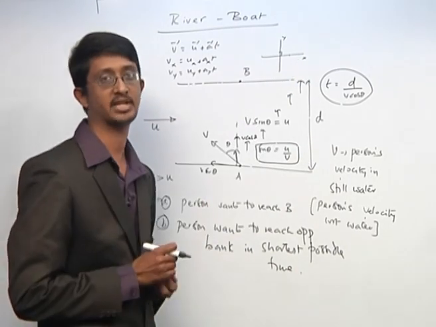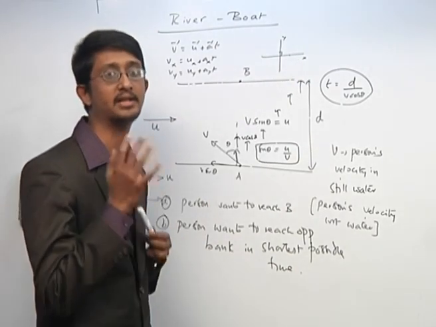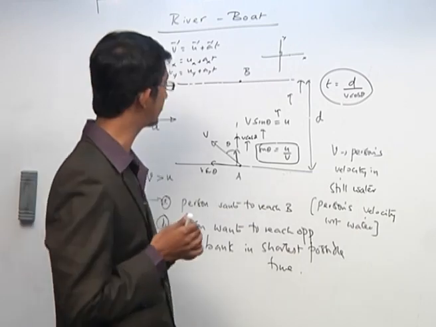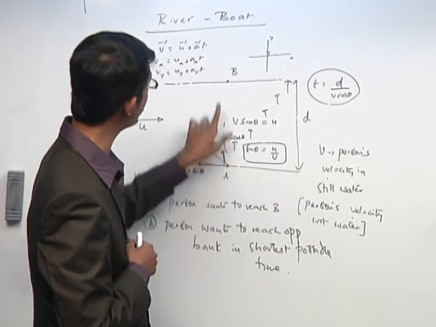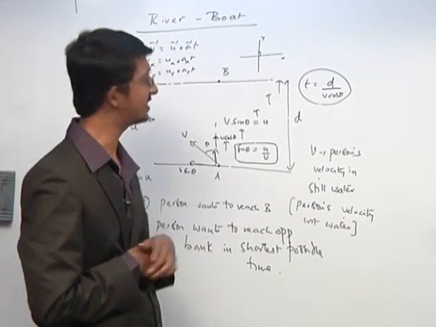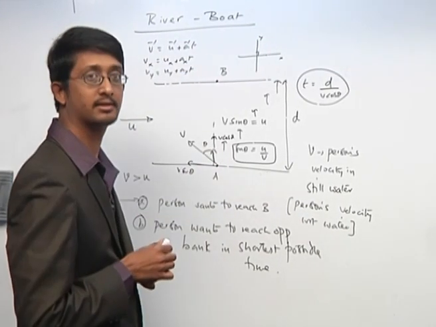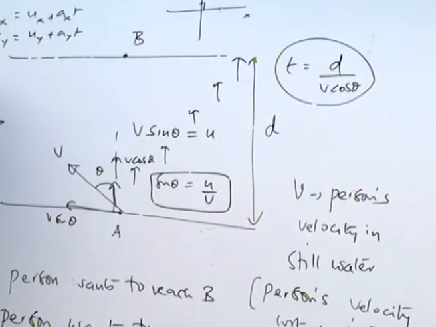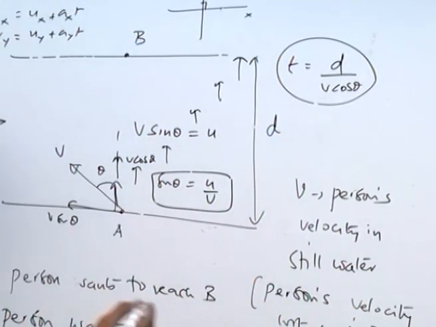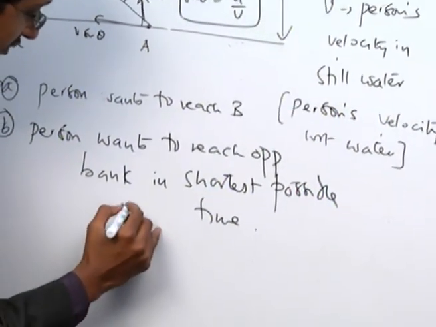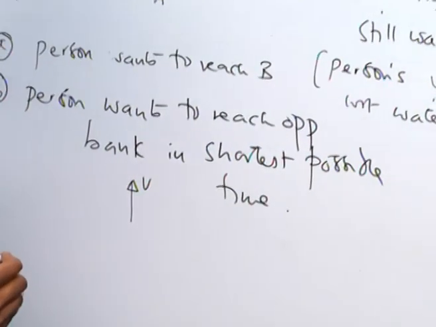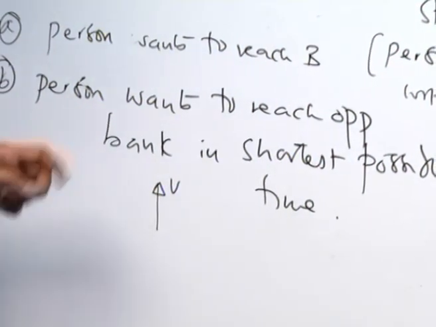Horizontally, river may take him. That's not necessary, not immaterial. We don't need to worry about that. Horizontally, the river may take him to anywhere. I don't care. My full effort must be to cross the river, which is to kill this distance d. So that is why theta is 0. So if he wants to reach the opposite bank in the shortest possible time, his velocity must be in vertical direction.